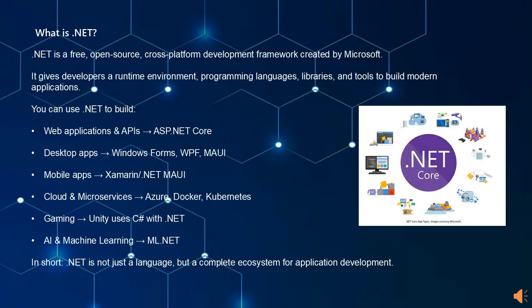You can use .NET to build web applications and APIs with ASP.NET Core, desktop apps with Windows Forms, WPF, MAUI, mobile apps with Xamarin/.NET MAUI, cloud and microservices with Azure, Docker, Kubernetes, gaming with Unity, which uses C# with .NET, and AI and machine learning with ML.NET. In short, .NET is not just a language, but a complete ecosystem for application development.